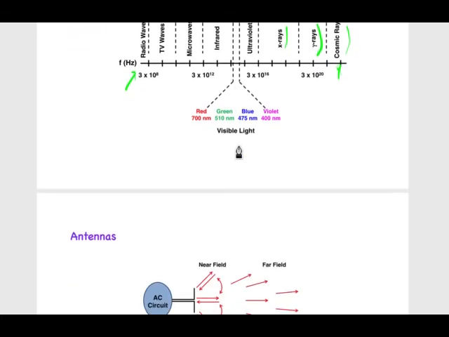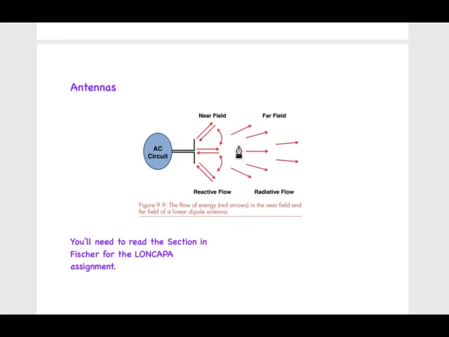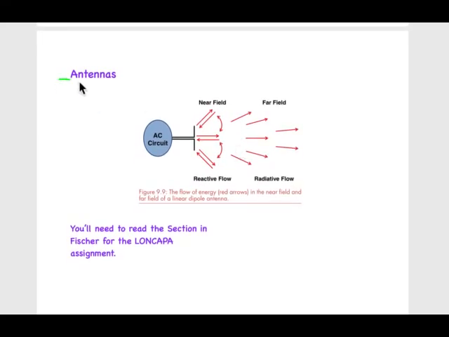Now, there's one other topic in the chapter on electromagnetic waves. It's the topic of antennas. It's a little too involved to actually derive the equations, but some of the equations are given in the book and used in the Lon Kappa problems. So again, you're going to have to read the section on antennas to do some of the Lon Kappa problems. An antenna is alternating current which generates electromagnetic waves. So we've been talking about waves.